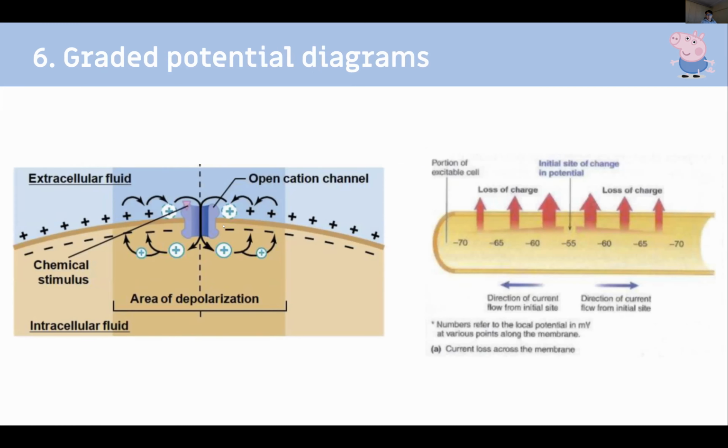So this is a diagram of a graded potential. A graded potential is a local area of depolarization. So what causes these channels to open? Well, it could be neurotransmitters, and it's going to allow ions to flow in. And it's going to allow depolarization to occur bidirectionally.